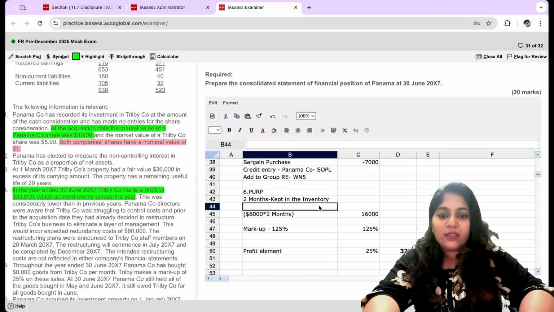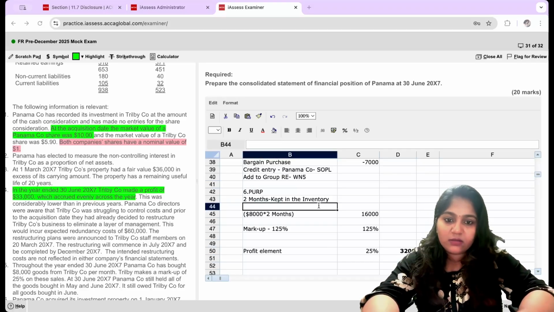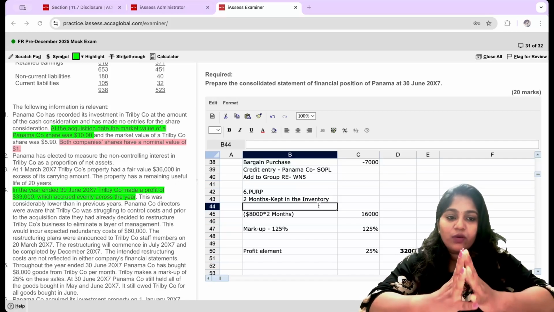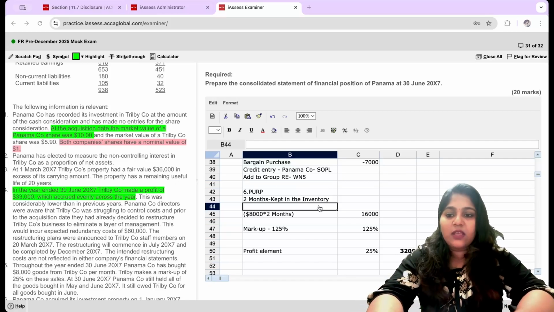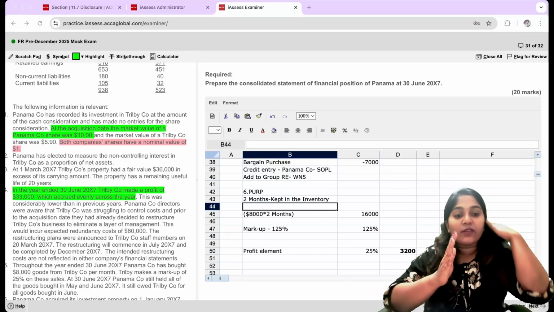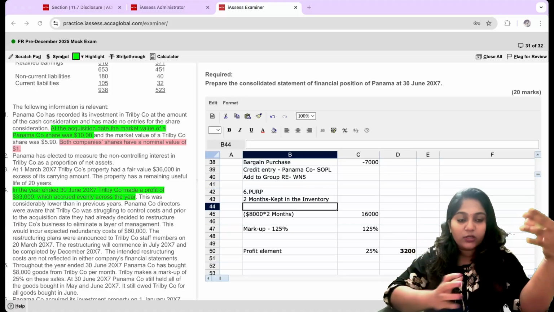Now who is the seller? Subsidiary company is the seller. Who's the buyer? Parent company is the buyer. So what do I have to do? I have to consider, I will give 75% of the share to this person, 25% of the share to the non-controlling interest.